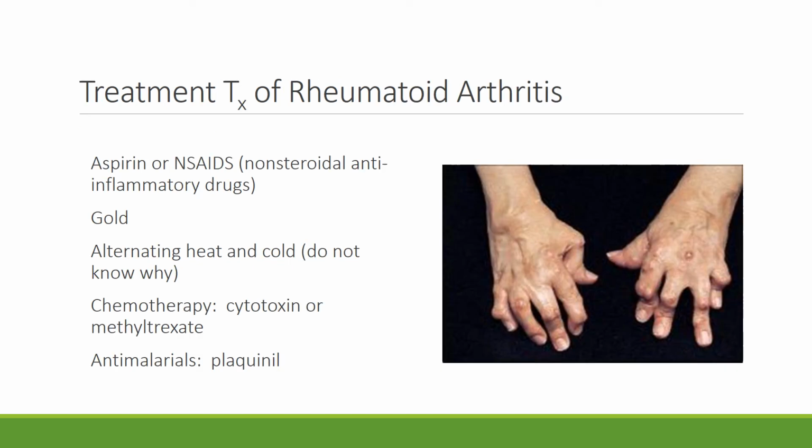Like many diseases, rheumatoid arthritis can be treated with aspirin or NSAIDs. An unusual treatment for rheumatoid arthritis is gold. We don't know why it is effective, but it does seem to work. Also, alternating heat and cold. Again, we don't know why. Sometimes these individuals will require chemotherapy like cytotoxin or methotrexate, and antimalarials seem to help. An example of a typical antimalarial is Plaquenil.